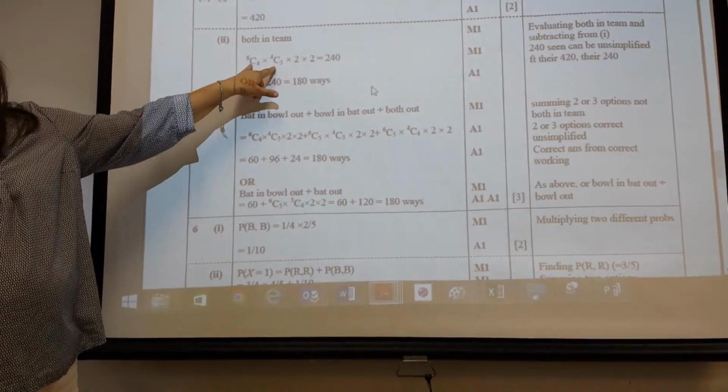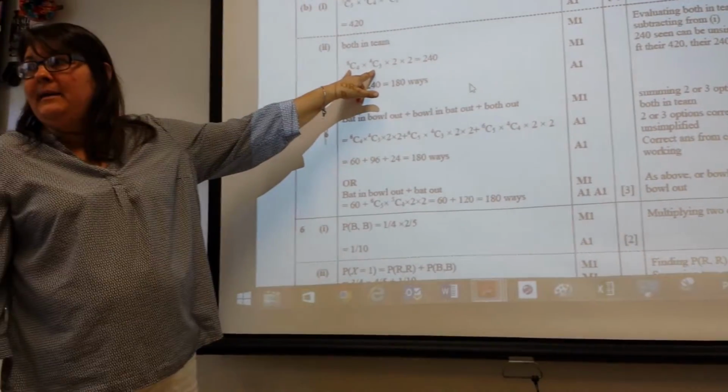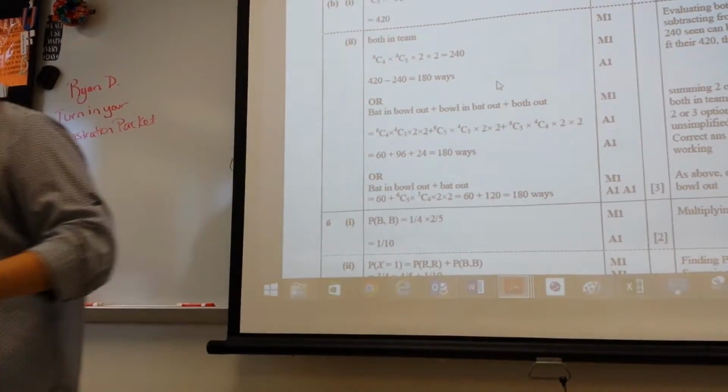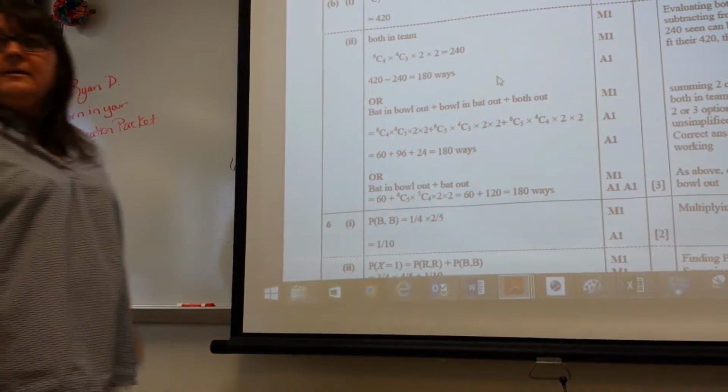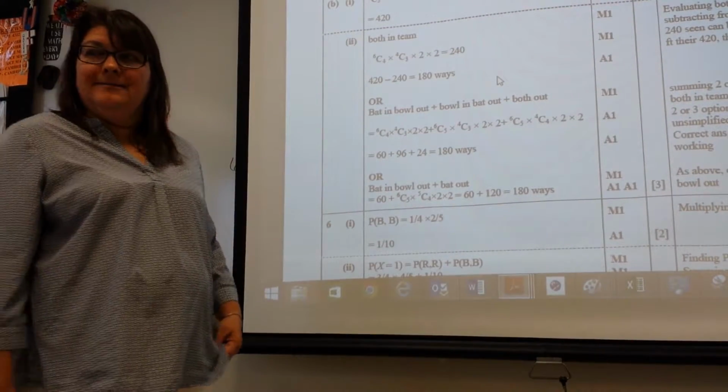The batsman is going to be a pain in the butt. And who's the other one? Somebody else is a pain in the butt. The bowler is a pain in the butt.